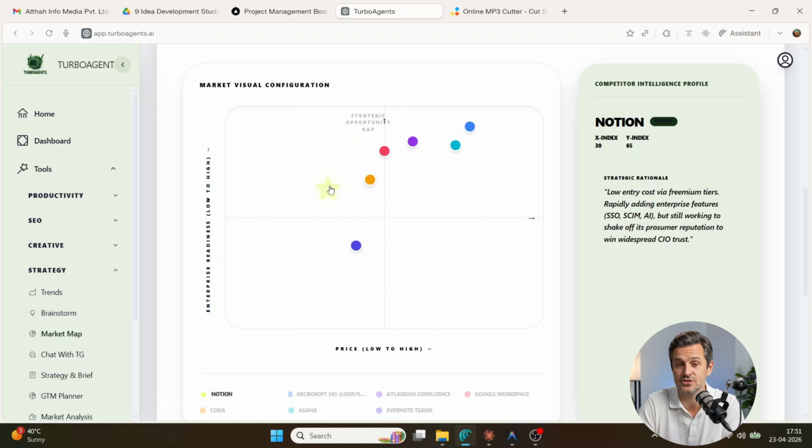Now look at the top of the chart, the area labeled Strategic Opportunity Gap. That's the white space TurboAgents has identified. It's the unoccupied zone in the upper mid-price range with very high enterprise readiness, the positioning corridor where no current competitor has firmly planted a flag. A brand that could own that space would be challenging Confluence and Microsoft on enterprise credibility while remaining more accessible on pricing. That is a genuine strategic insight, not a guess.